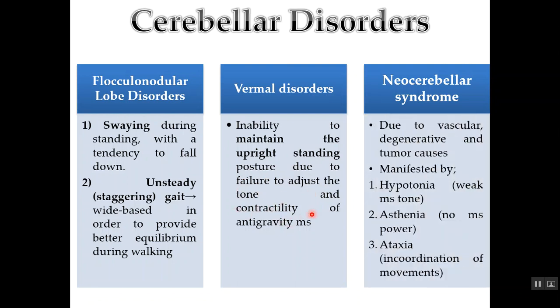What about the neocerebellum? Neocerebellar disorders are due to vascular, degenerative, or tumor causes. They are manifested by three main signs. Number one, weak muscle tone. This is hypotonia. Absence or weakness of the muscle power is called asthenia; a means no, sthenia means power, so no muscle power. Ataxia means incoordination of the voluntary movement. So the three characteristic signs of the neocerebellar syndrome are hypotonia, asthenia, and ataxia.